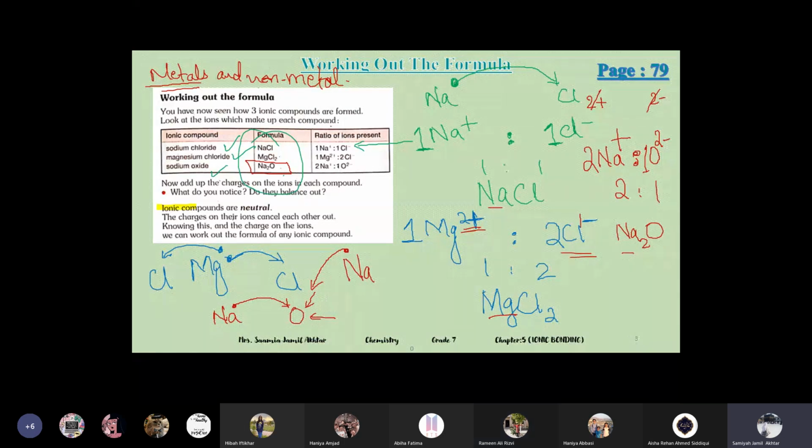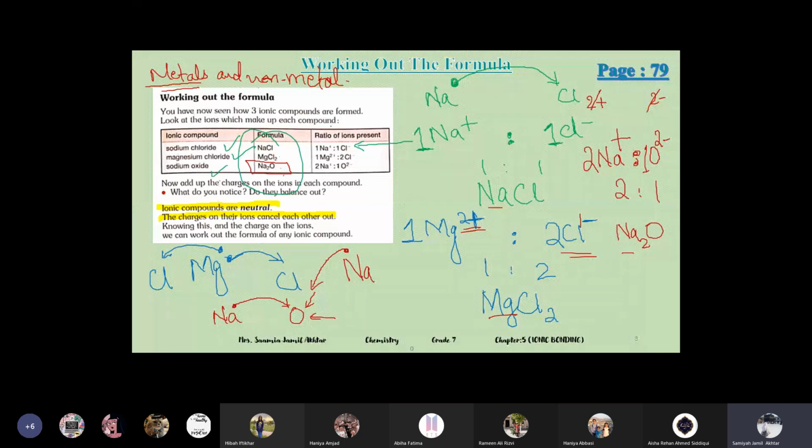Ionic compounds are neutral. The charges on their ions cancel each other out. Their number of positive charges and the number of negative charges balance out. Knowing the charge on the ions, we can work out the formula of any ionic compound. So if we know the charges, we can find their formula very easily.